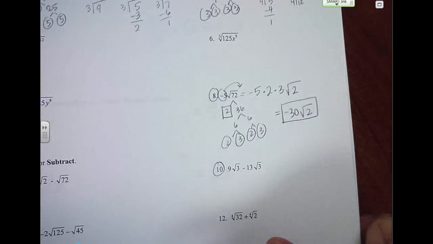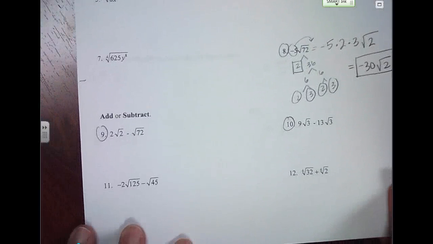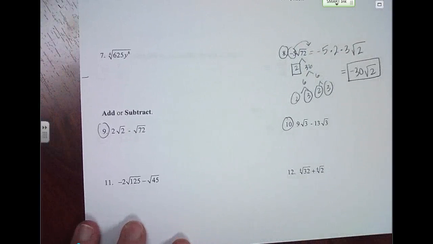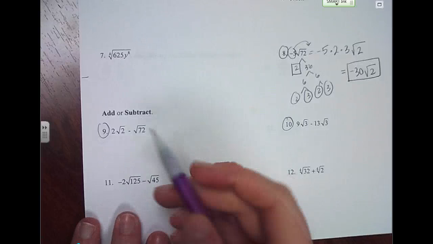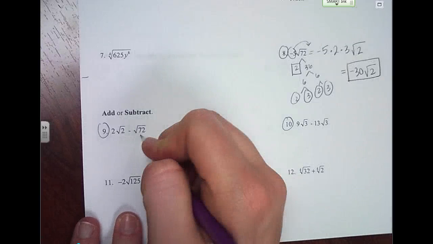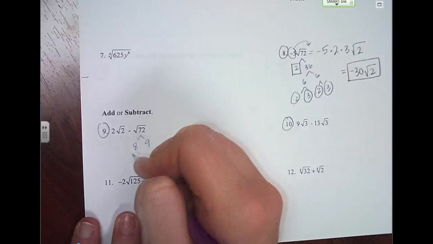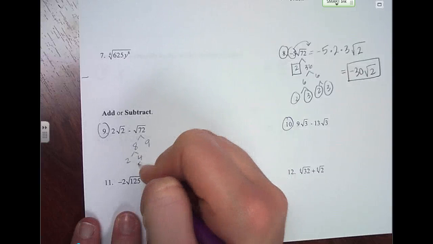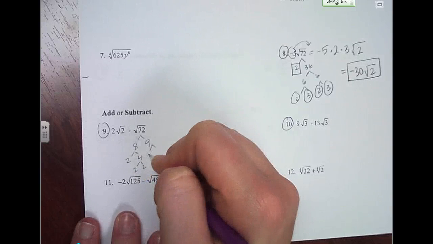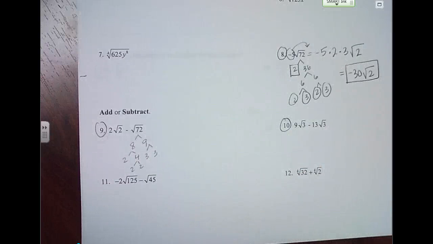Okay, number 9 and 10. So now we're just adding and subtracting. Remember, you can add and subtract like radicals. So before I can't add these because I have a 2 and a 72. So let's break this down first. So I'll do 8 times 9. So 2 and 4. 2 and 2. Remember, if I go too fast, you can always pause it and rewind it.